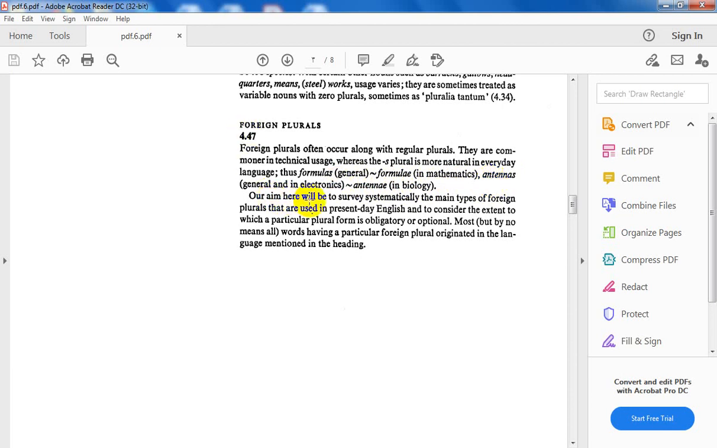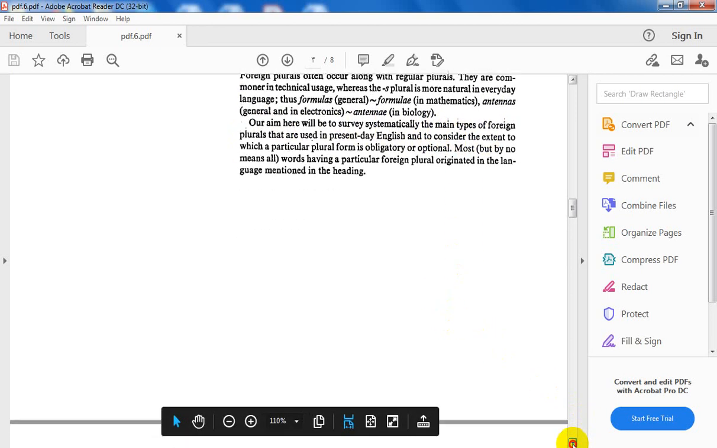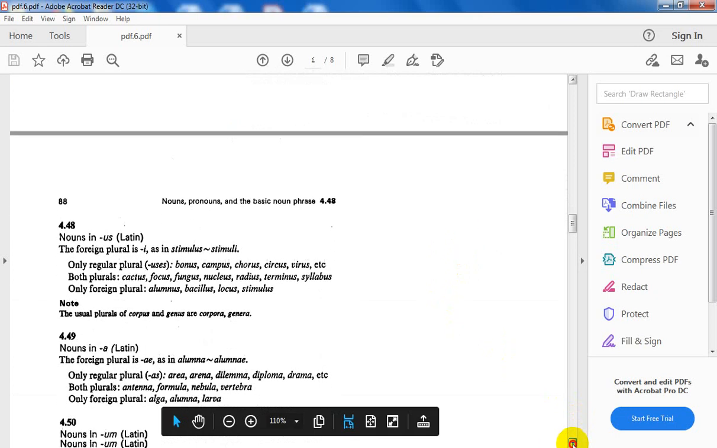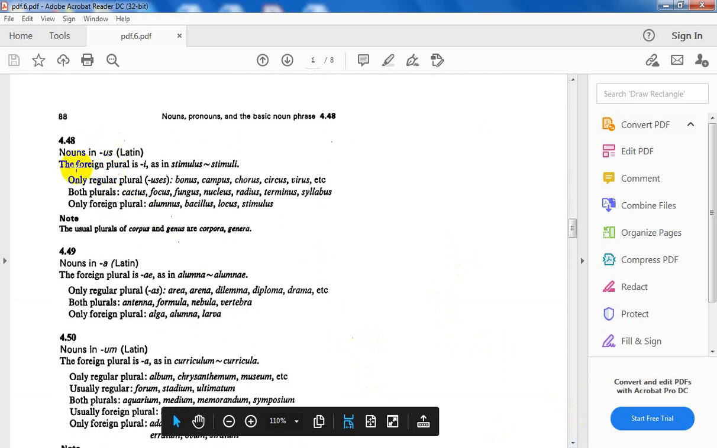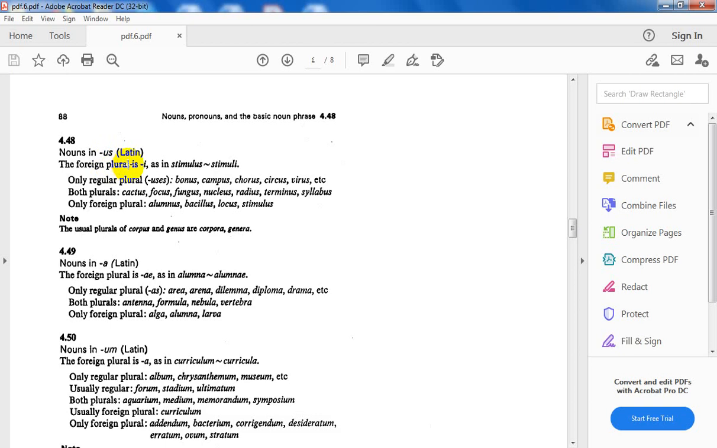Our aim here will be to survey systematically the main types of foreign plurals that are used. At the bottom of each section we are going to see certain nouns and the origin of these nouns. So, nouns in US. These nouns are borrowed from Latin. According to the Latin pluralization system, if the noun ends with US, this US becomes I. According to this rule, let us see.